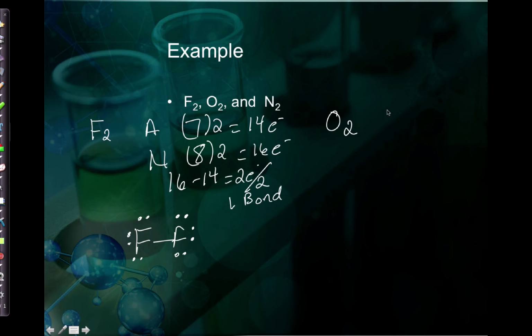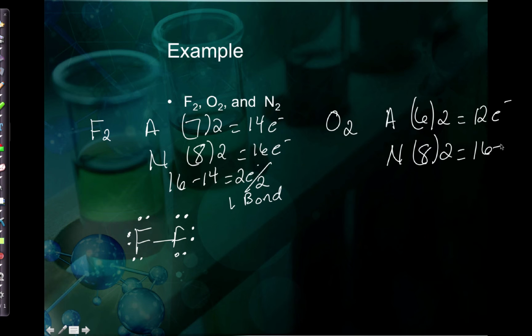All right, so O2. Let's look at the available electrons. It's in group 6, so it has 6 electrons, and there's 2 of those, so that's going to be 12 available. And for needed, it wants to have 8. It's not an exception. So to figure out my number of bonds, 16 minus 12 would be 4 electrons. Then I'm going to divide that by 2 because each bond is 2 electrons, and that will give me 2 bonds.